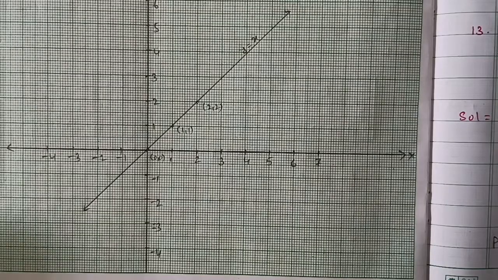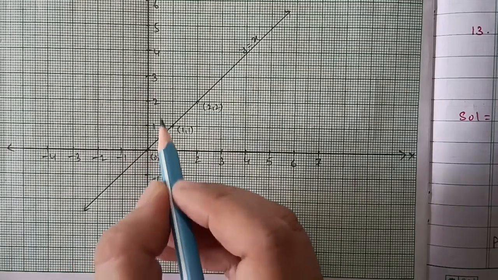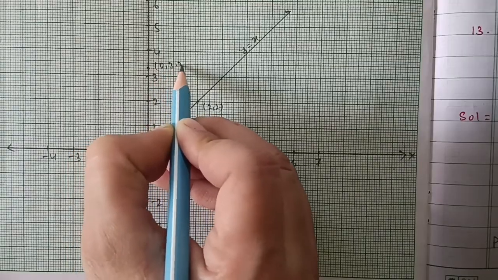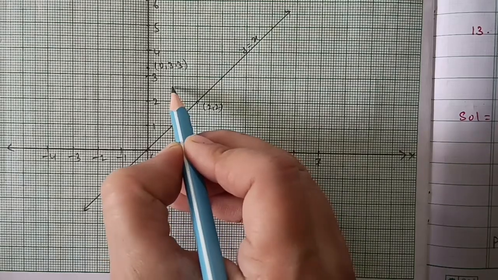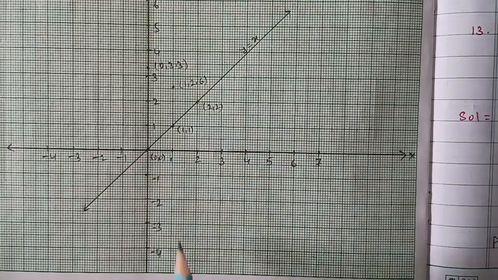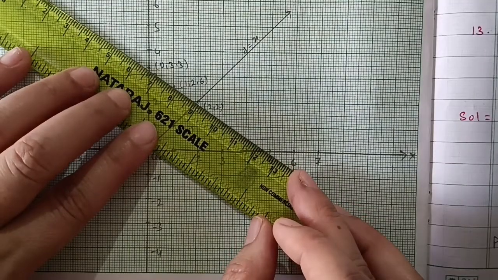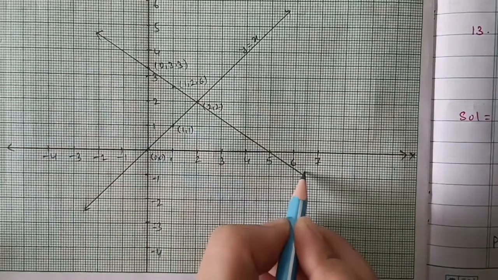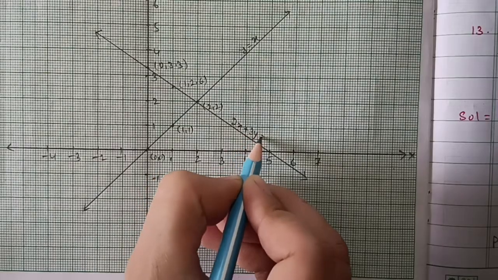Now for the third line, first point we have 0, 3.3. So after 3 small blocks you have to take. Then second we have 1, 2.6. This is the second point. Third point we have 2, 2. This is the third point. So join these 3 points. This is for 2x plus 3y equal to 10.